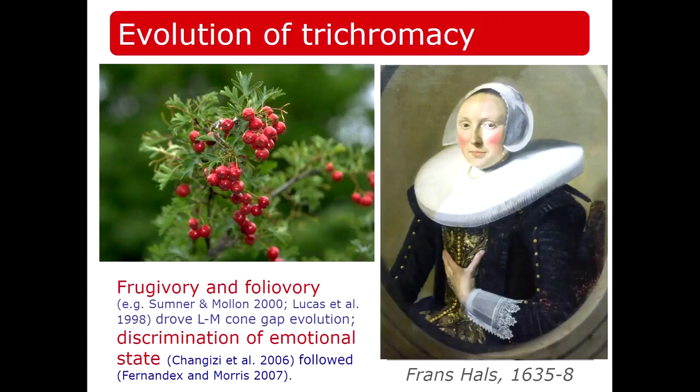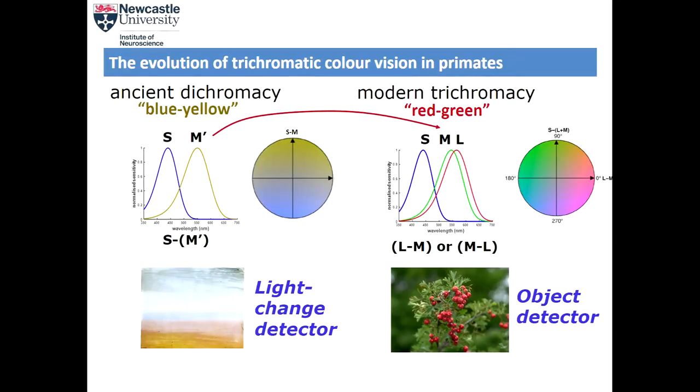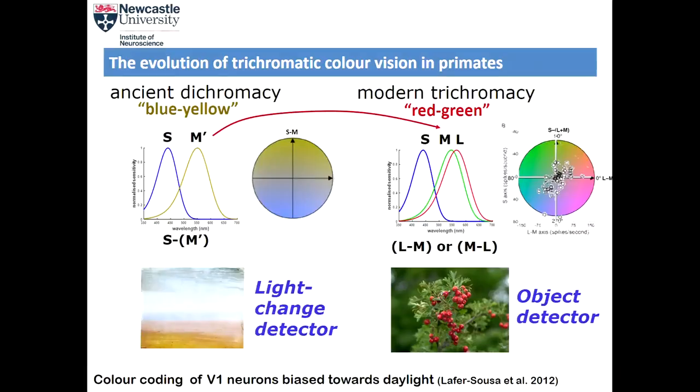And artists, of course, have also capitalized on this ability of ours to read signals in the flushing of the cheek. So we could say, therefore, that we have two systems, a blue-yellow system, which is optimized for detecting changes in light, such as Turner captured in his color beginnings images of daylight, and a red-green system designed to enable us to detect and recognize object types. And there's also some evidence that the color neurons in primary visual cortex are actually tuned to the colors of daylight, which don't fall exactly on the S-cone isolating axis.